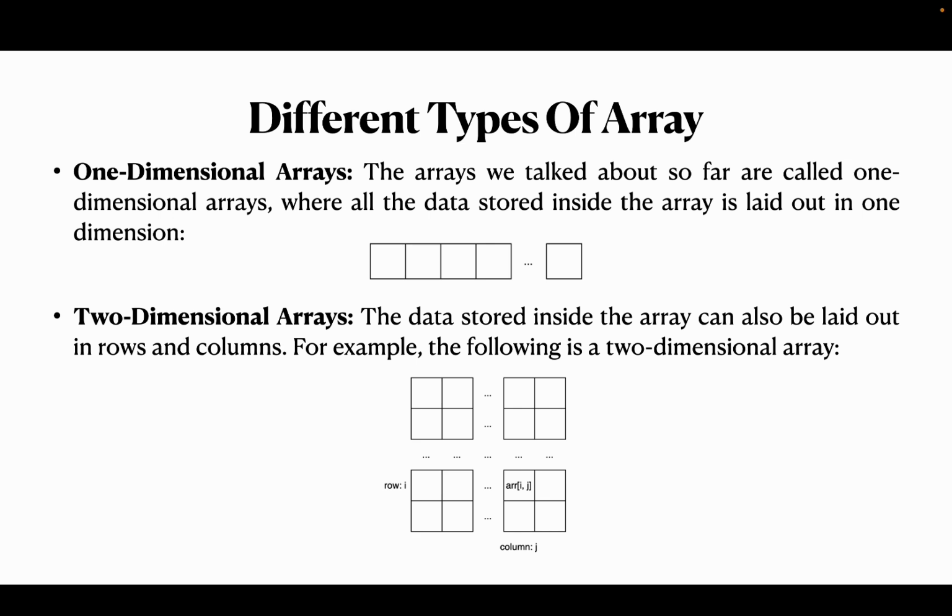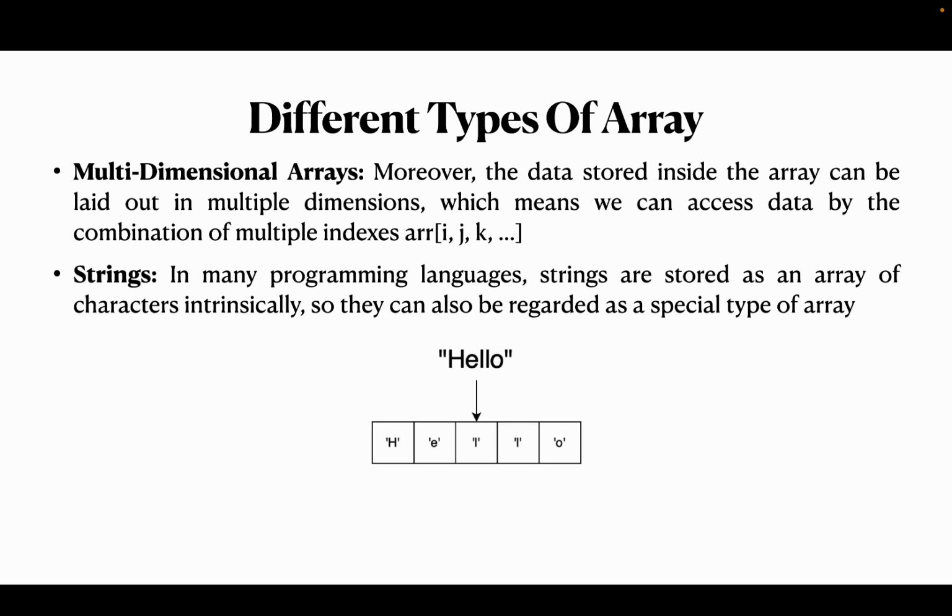In order to access each element, we need to provide not only the row index but also the column index. And moreover, the data can also be laid out in multiple dimensions, and in that case we call it multi-dimensional arrays, which means we can access the data by the combination of multiple indexes. And in many programming languages, strings are stored as an array of characters intrinsically, so they can also be regarded as a special type of array.